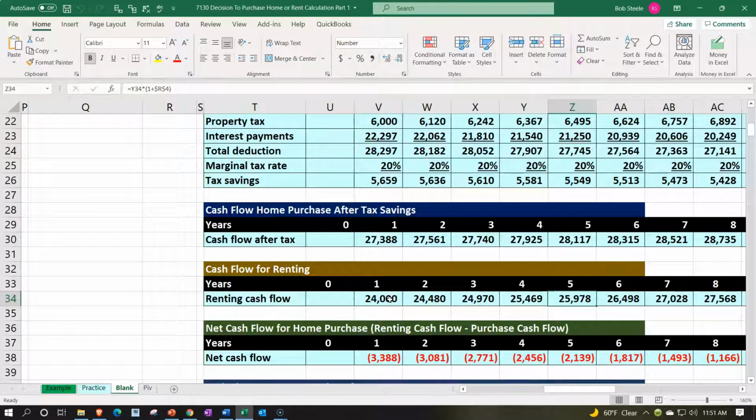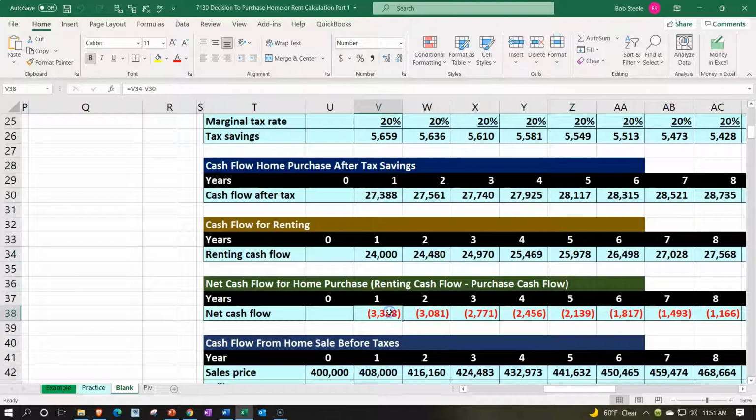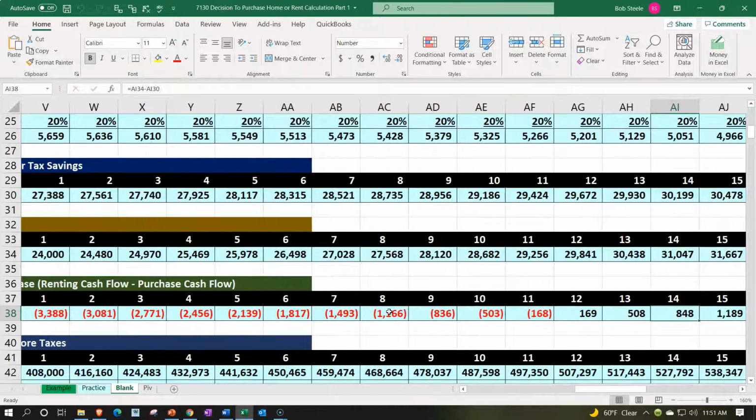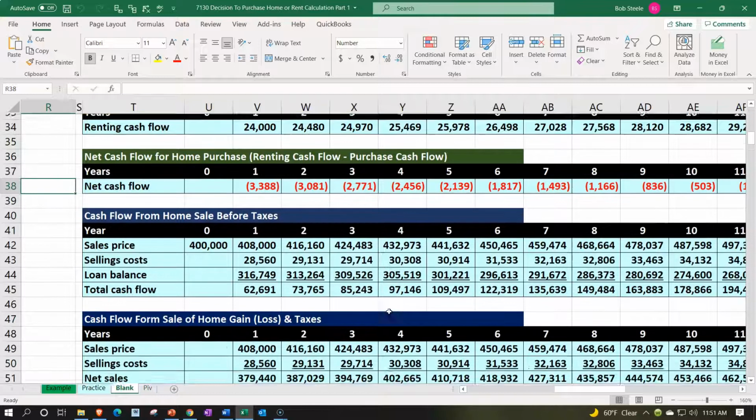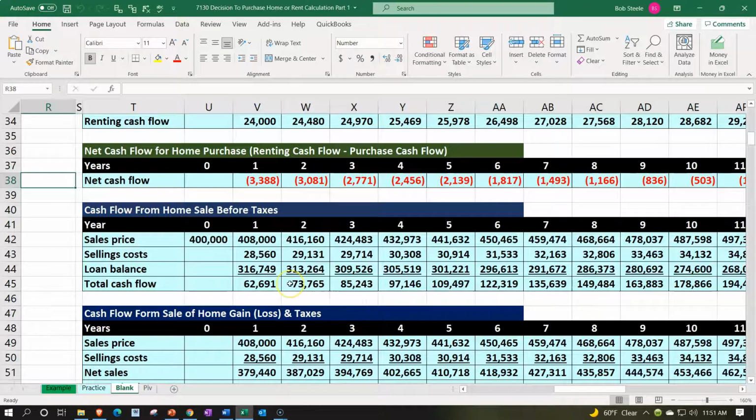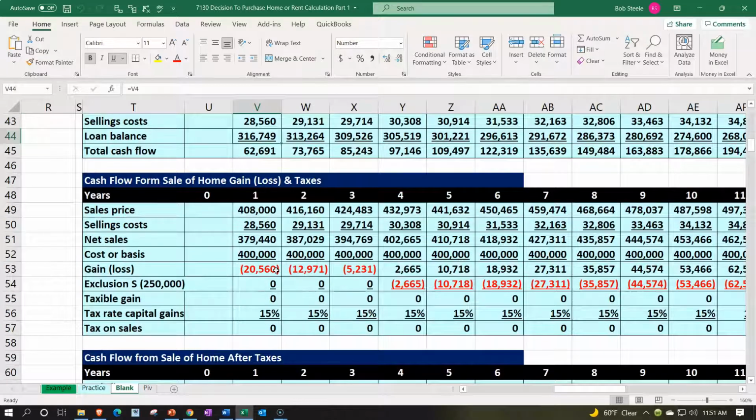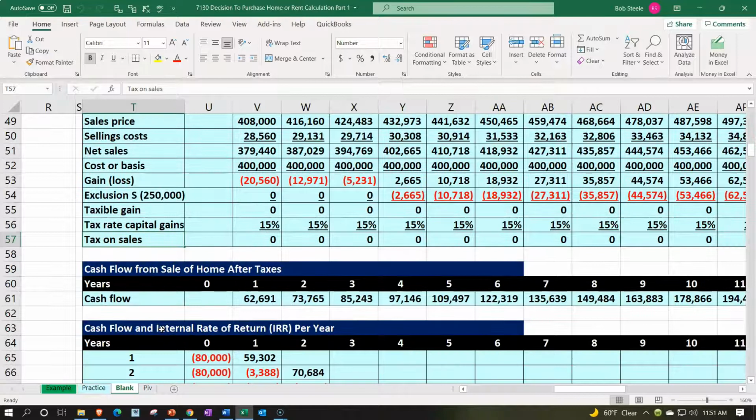It's going up at that 2%. The difference between the two, the net cash outflow in essence, meaning if we go from renting to purchasing, we still have an outflow until year 12, where we actually then start to have a net inflow if we go to the home purchase under this scenario. We have the cash flow from the sale of the home, then calculating the tax implication if there is any. And then we've got the cash flow after taxes.